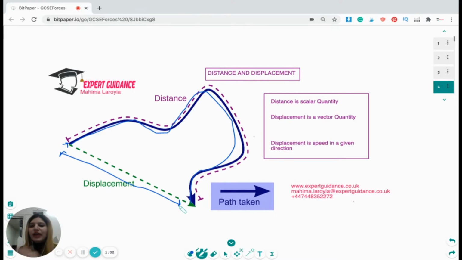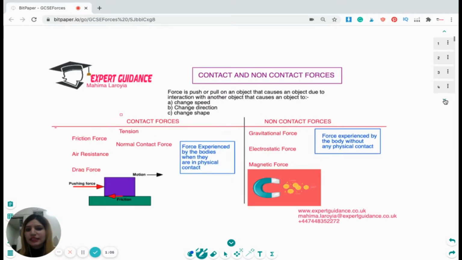No matter whether I go there directly or I take multiple routes, the distance between the initial and the final point will be the displacement, and distance will be the total path taken. Also, distance is a scalar quantity and displacement is a vector quantity. Okay, and displacement is the distance with the direction. So I hope this concept of distance and displacement is clear to you.